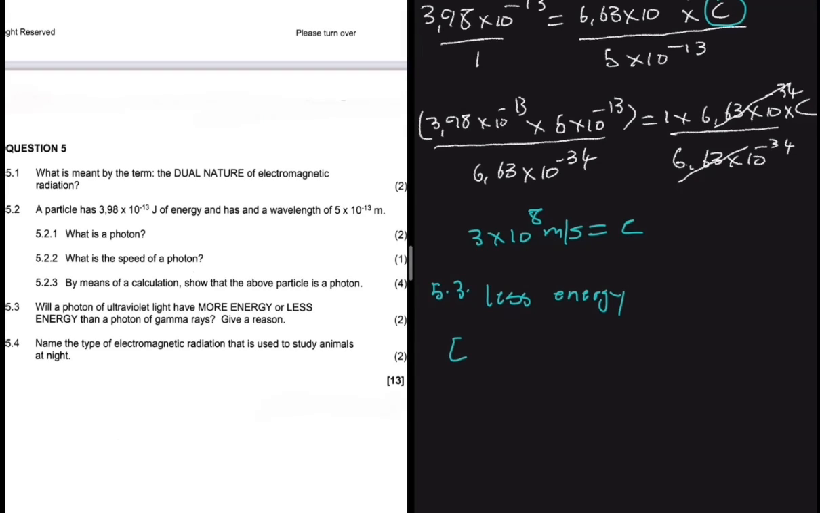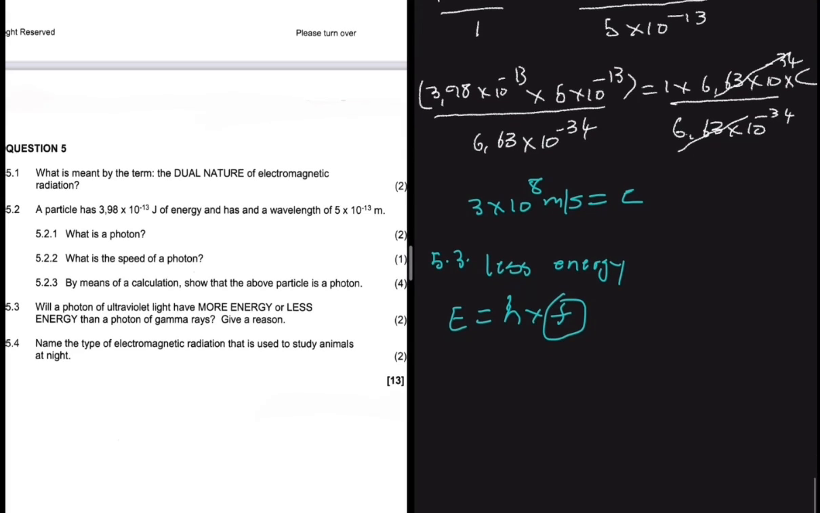We know fully well that the energy is equal to Planck's constant multiplied by frequency. That's another formula we have, right? So we're saying gamma rays have the most energy because they have the most frequency compared to ultraviolet light. So we're gonna say less energy because ultraviolet light, right, has less frequency. It has less frequency compared to gamma rays, right? You have to write in full. You don't have to write it like the way I'm doing here. I'm just doing that to save time, right?